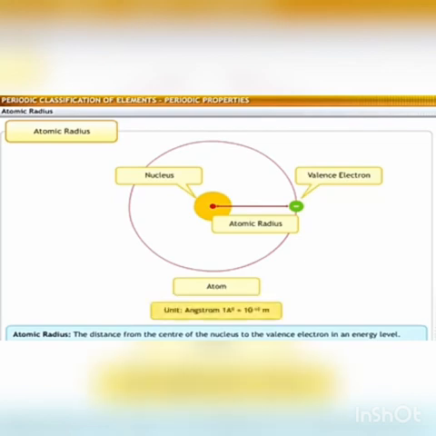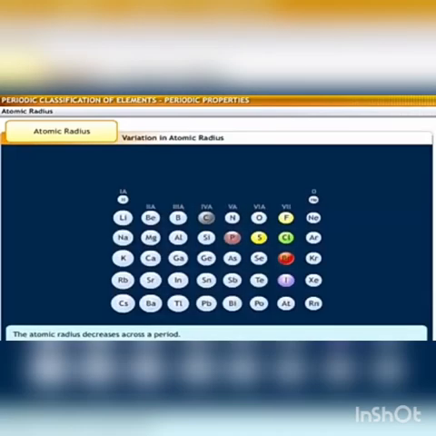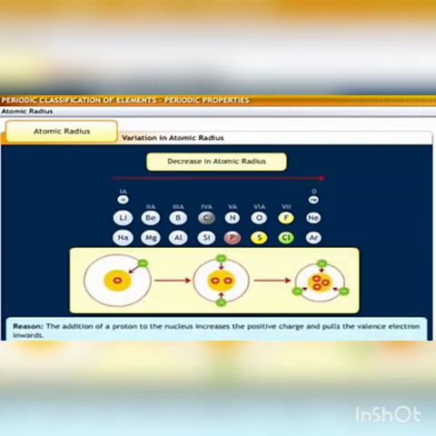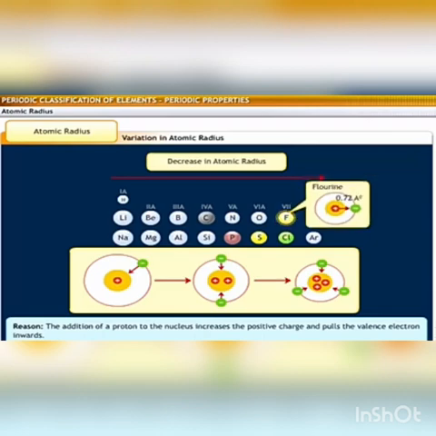Atomic radius is expressed in angstrom units. 1 angstrom equals 10 to the power minus 10 meters. Let us now analyze the variation in atomic radius. Atomic radius decreases across a period. This happens due to the addition of a proton to the nucleus, which increases the positive charge. This pulls the valence electron inwards, resulting in a decrease in the atomic radius. Fluorine, a halogen atom, has the smallest atomic radius of 0.72 angstrom units.